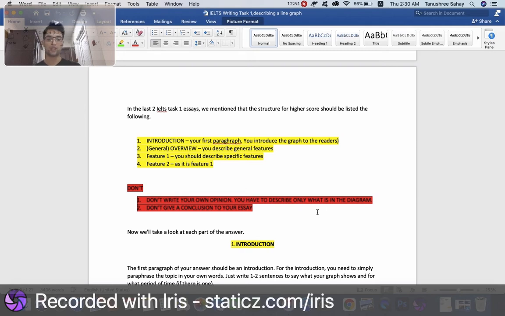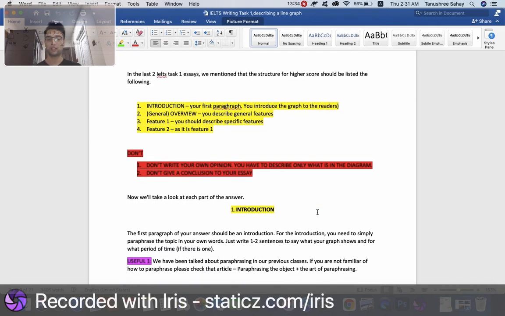The second paragraph, or second sentence, is an overview, a general overview, and it always starts with the word overall. So what you do here is describe general features. And the rest of the paragraphs are your features: feature 1, feature 2, feature 3, which means in the feature paragraphs you describe specific features according to your graph. Of course, here you have to know how to deeply analyze your graph so that you can write the specific features about it. Now let's learn how to do it.